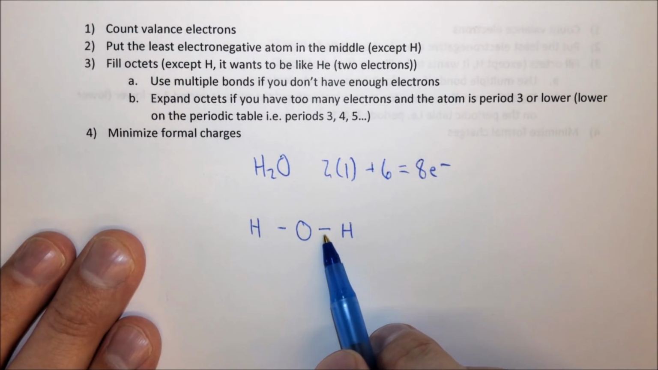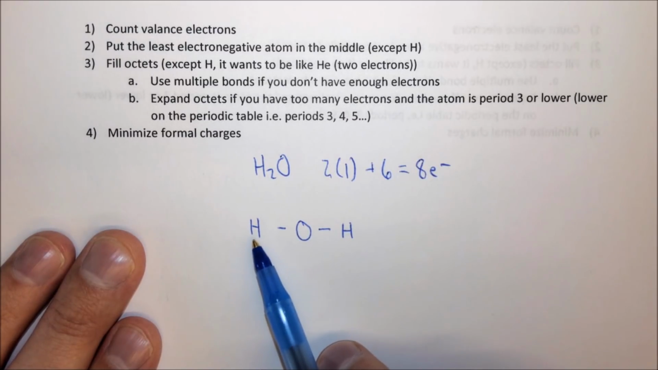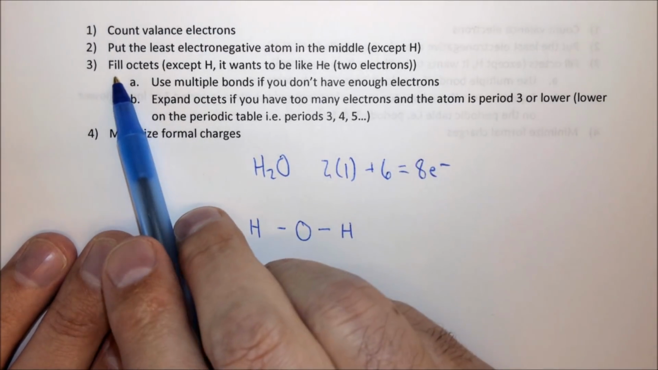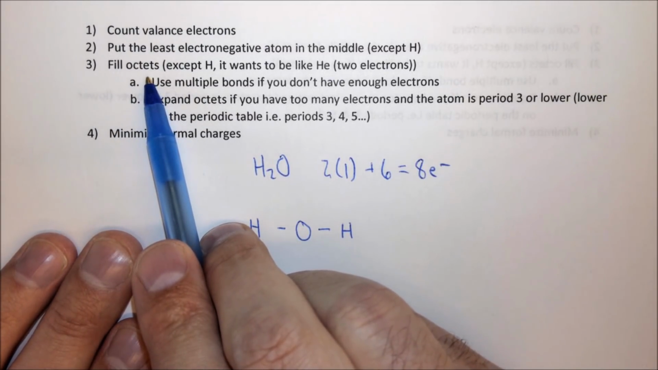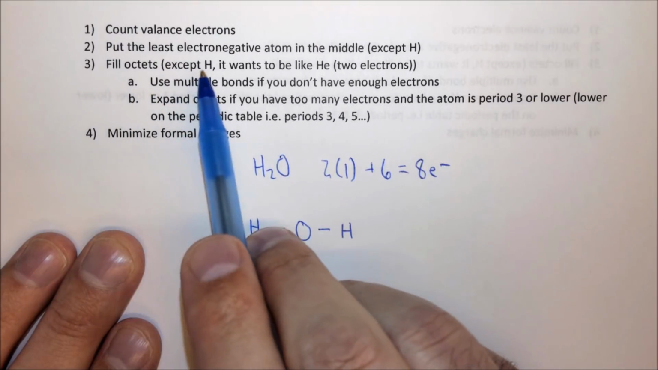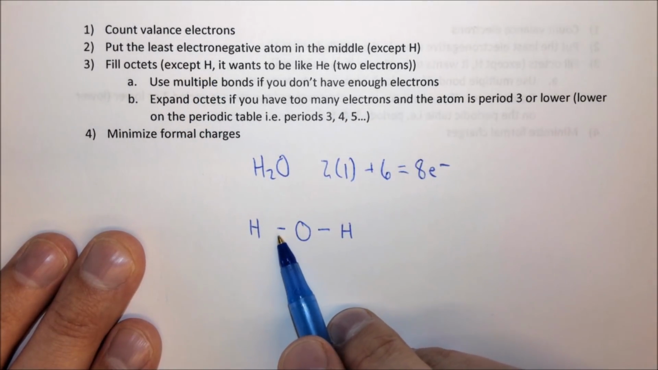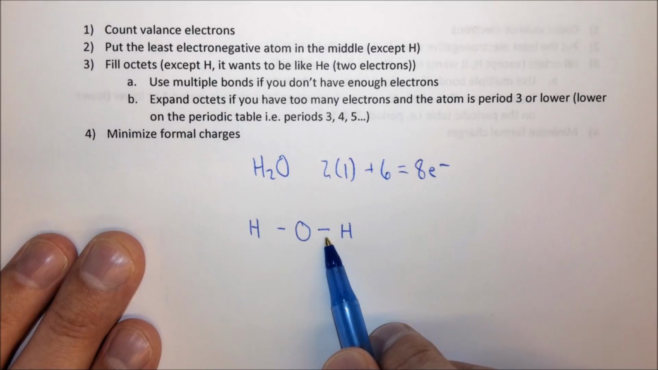We have 4 more electrons to place, and we have to decide where to put them. Do we put them around hydrogen, or do we put them around oxygen? Well, we choose to put them on oxygen because our job is, step 3, fill octets. So, everything wants an octet except hydrogen. Hydrogen only wants a duet, if you will, so it can be like its nearest neighbor, helium. So hydrogen's already happy, but oxygen only has 2, 4 electrons around it.